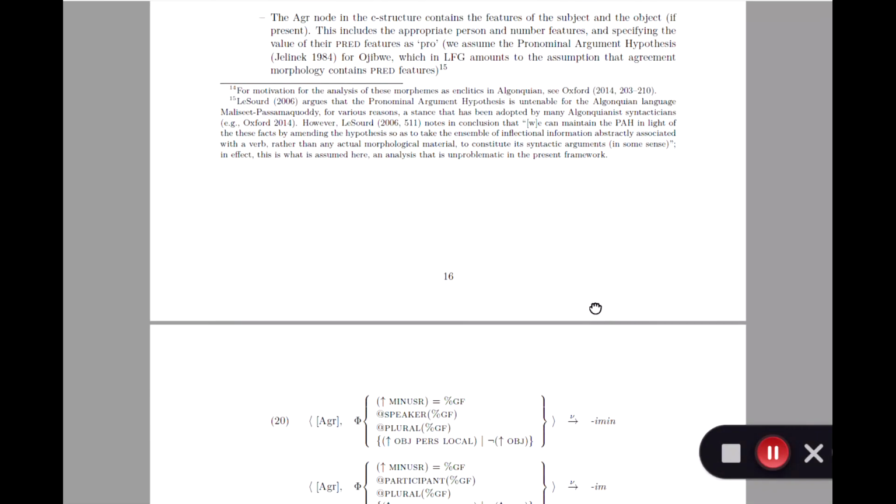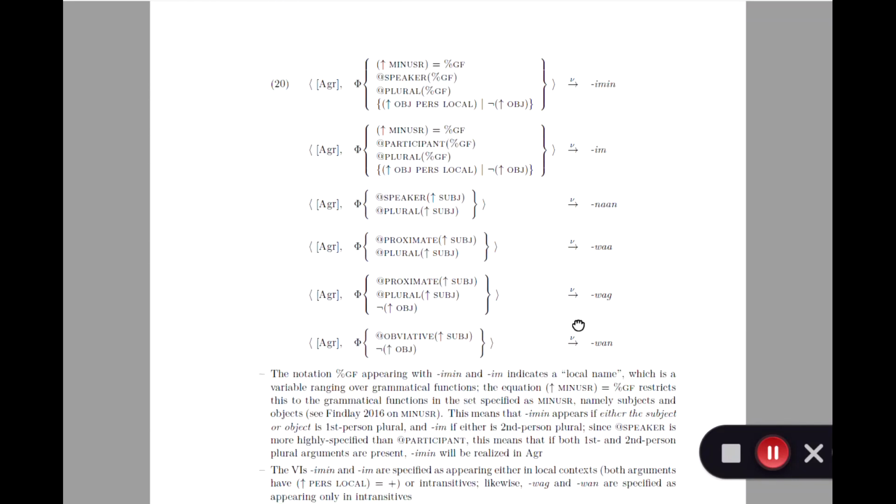More interesting is the agar heads here. For the agar node, you have a bunch of different VIs that all compete for insertion. Recall that the agar node contains features of both the subject and the object. But most of these VIs only index features of one of them. Some of them are constrained for certain features of the other one, but basically, most of them only actually index features of one or the other.